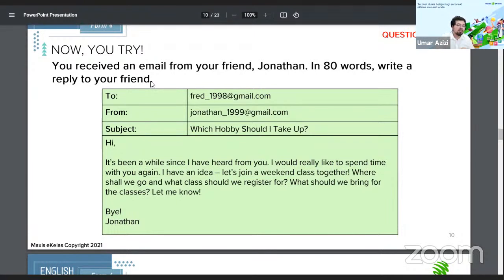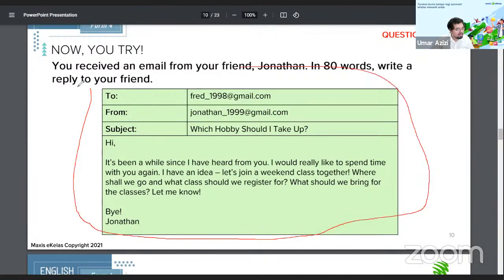Who wrote this email? Who wrote this one? Who wrote this email? Jonathan or Fred? I want to make sure this is clear because we have 10 minutes left. I don't think you can write an 80 word message in 10 minutes. I don't think you want to, and I can't check it anyway. But ideally, you try. But I want to check a few things. Who wrote this email? Can anyone answer this?